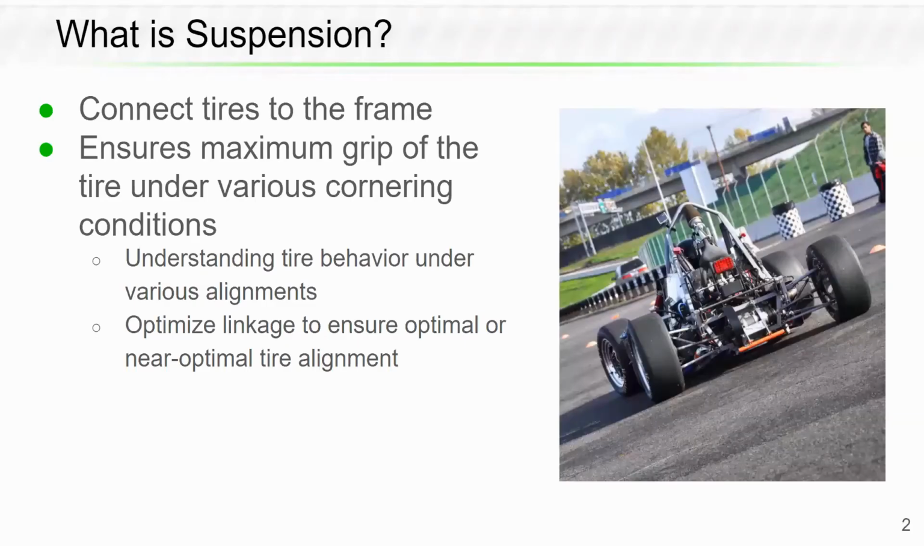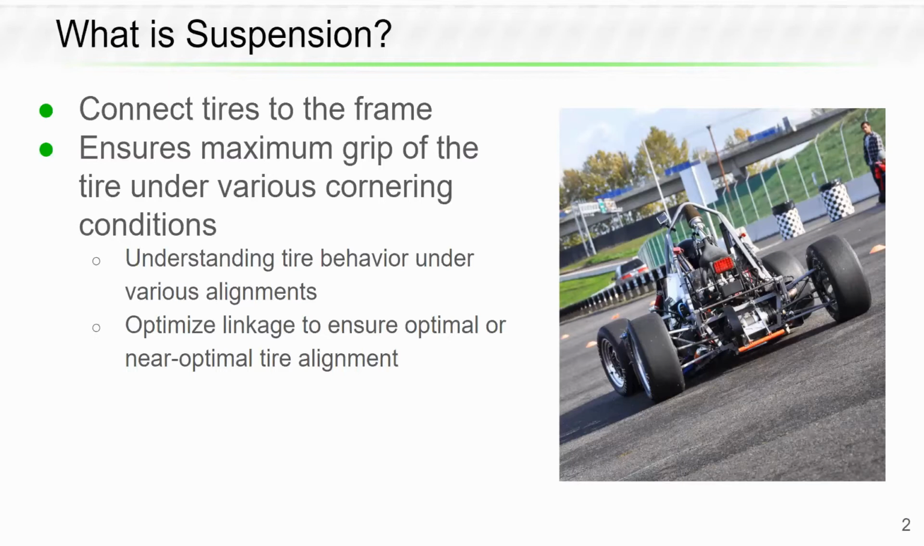So, what is suspension? Suspension basically connects the tires to the frame of the car. This is done through many suspension components, such as control arms, uprights, springs and dampers, wheel centers, and many more. Our main job is to make sure that the tire has the most amount of grip on the track, mainly during cornering, because when you make a turn, the inner tires have the tendency to lift off the ground.